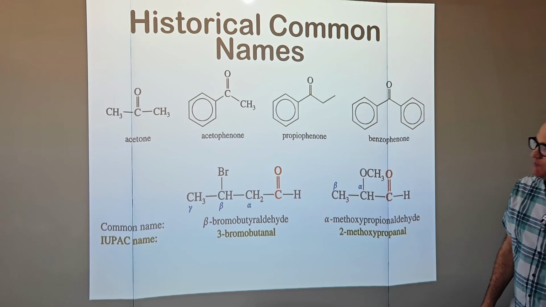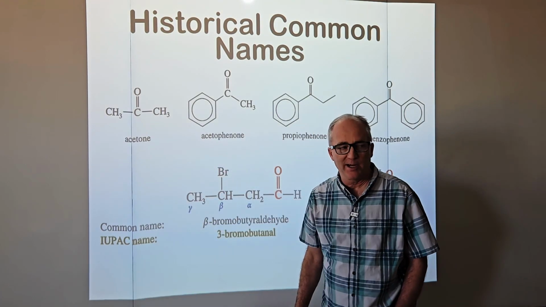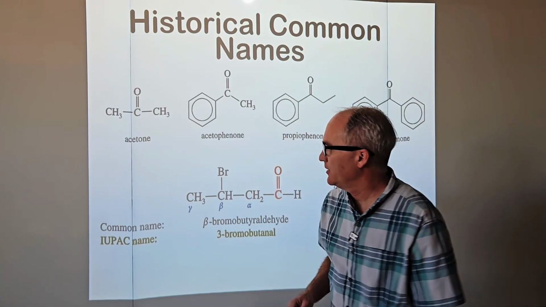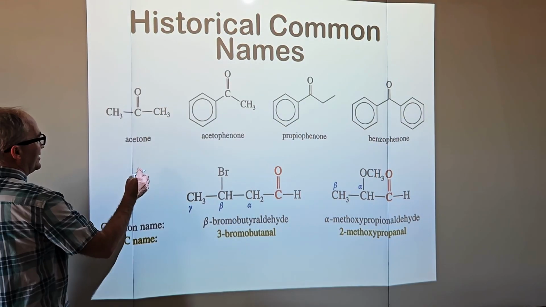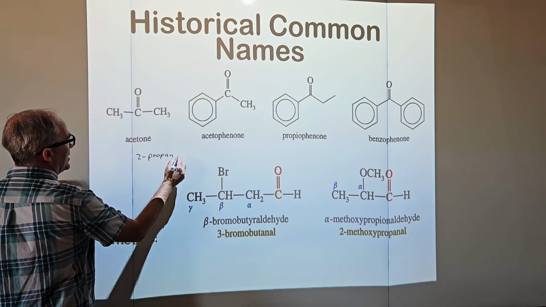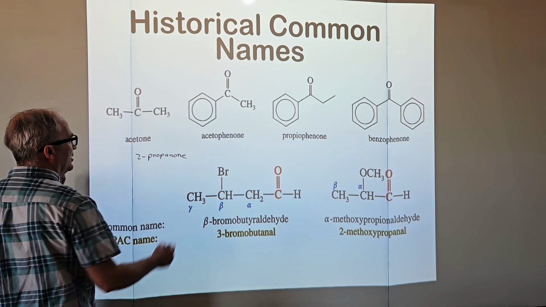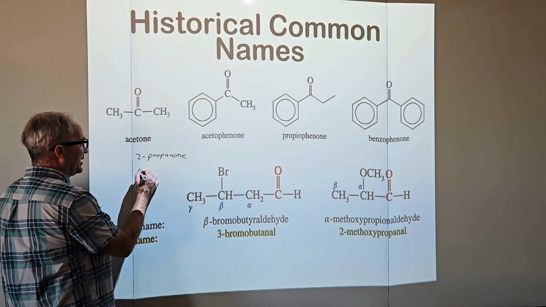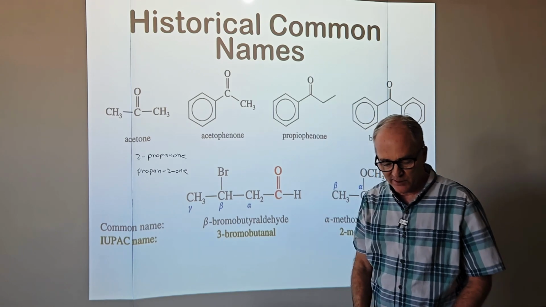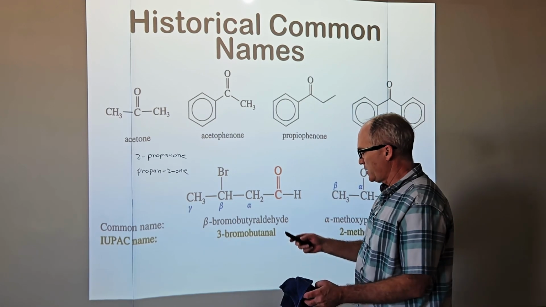Historical names: acetone. What's the IUPAC name for acetone? Let me do the old IUPAC and the new IUPAC. 3-carbon chain, 2-propanone, propane, drop off the E and add one. The only one I care about is probably knowing that this is acetophenone from our benzene chapter.